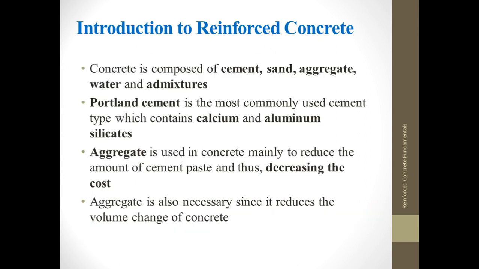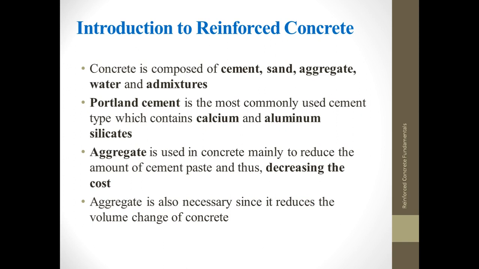So you will be asking, what are the ingredients to make a concrete? Well, concrete is composed of cement, sand, aggregate, water, and admixtures. Each of those ingredients has its own purpose to be added in the mix. To start with, the most expensive ingredient of concrete is cement. Of the various types of cements, Portland cement is the most commonly used one. Portland cement actually contains calcium and aluminum silicates.